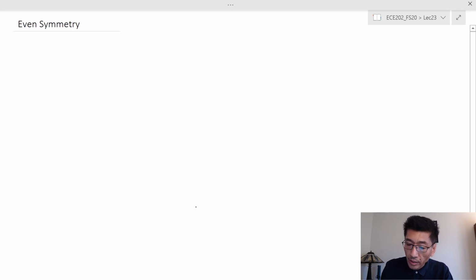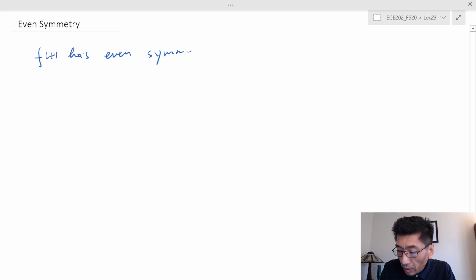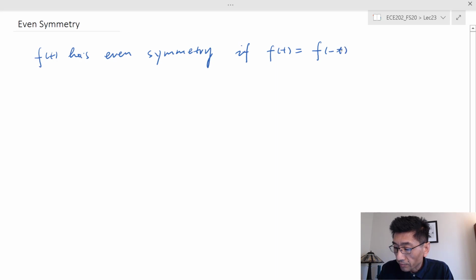We say the waveform f(t) has even symmetry if f(t) is an even function. Of course, here we're talking about a periodic function as well. So f(t) is going to be equal to f(-t). So that means the function is symmetric across the vertical axis, right? If you plot f(t). And let's see what properties this will have.